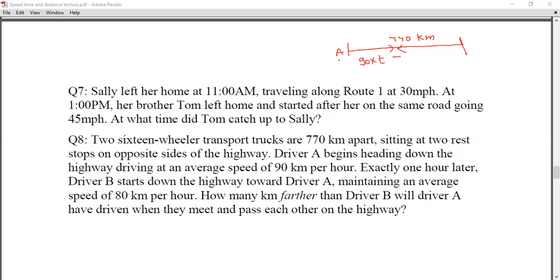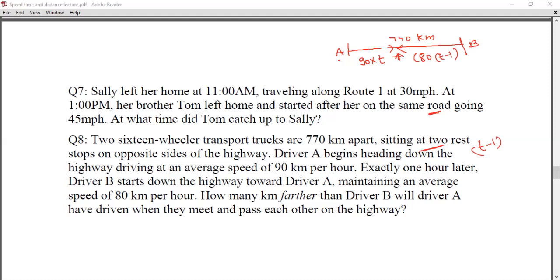Again, what they are saying is, exactly 1 hour later, driver B has started his journey. So we can say that driver B has taken 1 hour less than driver A. So the speed will be 80 and we can take the time of the second driver as t minus 1. So this becomes 80 into t minus 1.